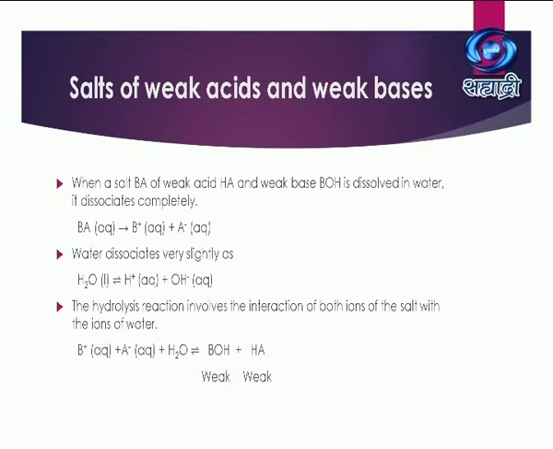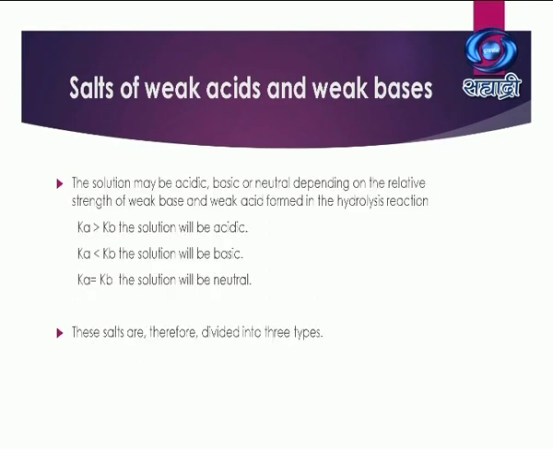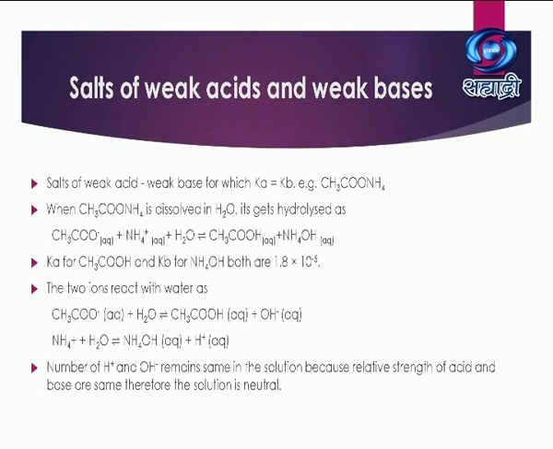And there is yet another case where both the weak acid and weak base dissociate to the same extent, Ka is equal to Kb. So when Ka is greater than Kb, the solution is acidic, as the acid dissociates to a larger extent. When Ka is less than Kb, the base dissociates to a larger extent, and the solution is basic or alkaline. And when both dissociate to the same extent, Ka is equal to Kb, and the solution will be neutral. This can be explained with the help of three examples.